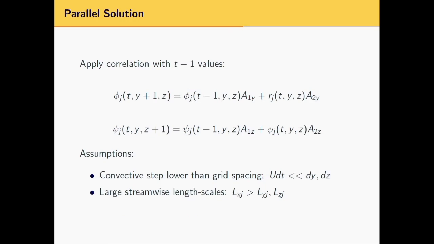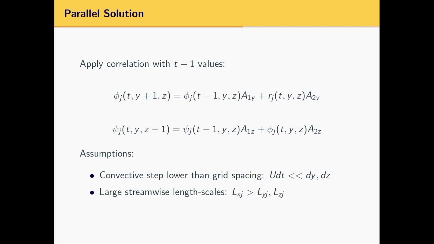The approach that we've taken is, instead of using the points from the current time step, we take the points from the previous time step, at t minus 1. Because these results are basically pre-calculated, there's no issue with the parallelization, and so no issue applying it to different architectures. This assumes that between data planes there isn't as much variation as there is along the grid points. So the convection step is much smaller than the grid stepping, and the integral length scales in the streamwise direction are longer.